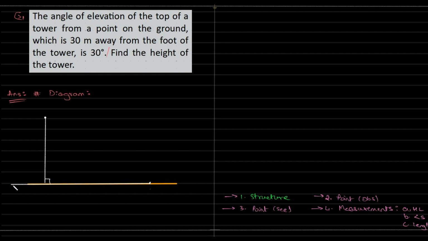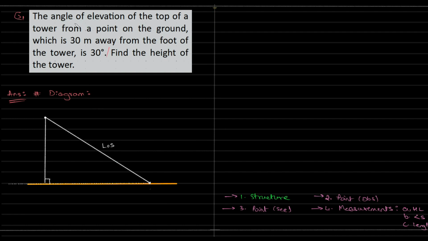horizontal line. This is your horizontal line, sorry, not line of sight. So all the angles are measured with respect to this. And this is your line of sight. Shining from here, you're watching the top of the tower. So that's your line of sight.